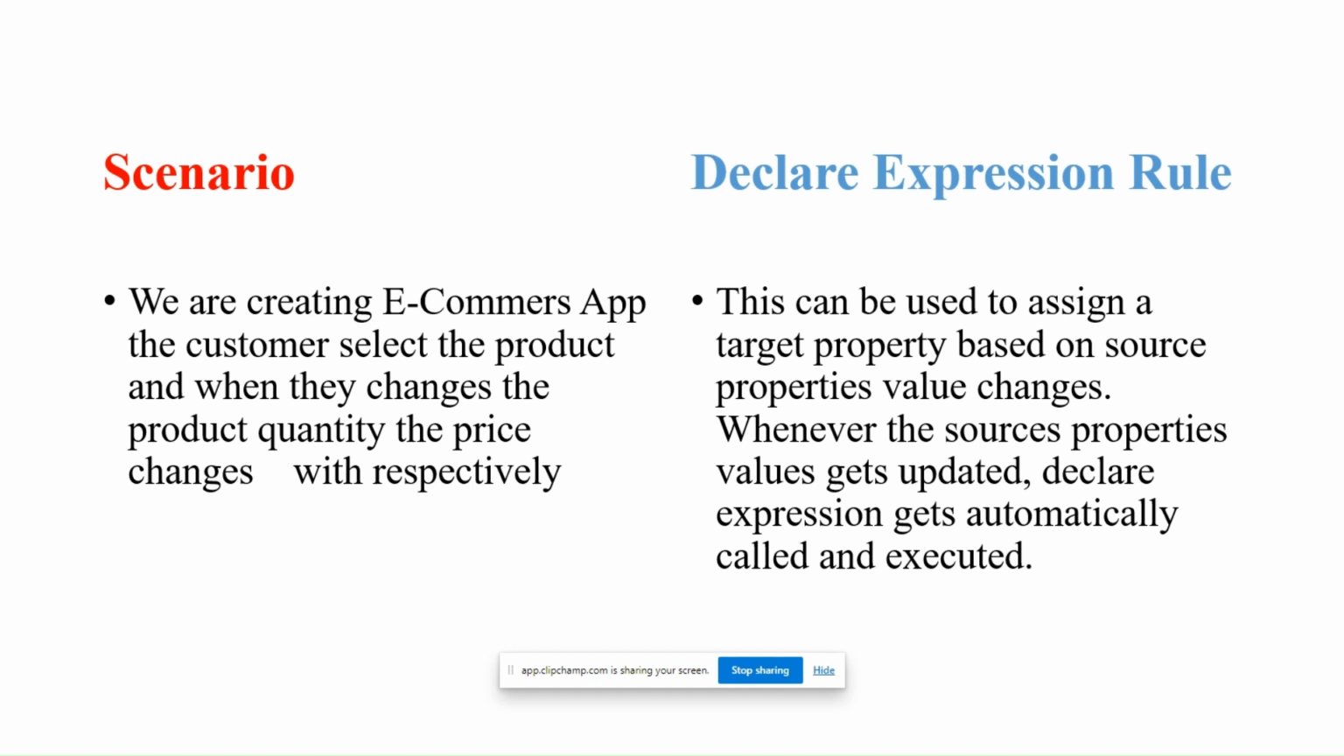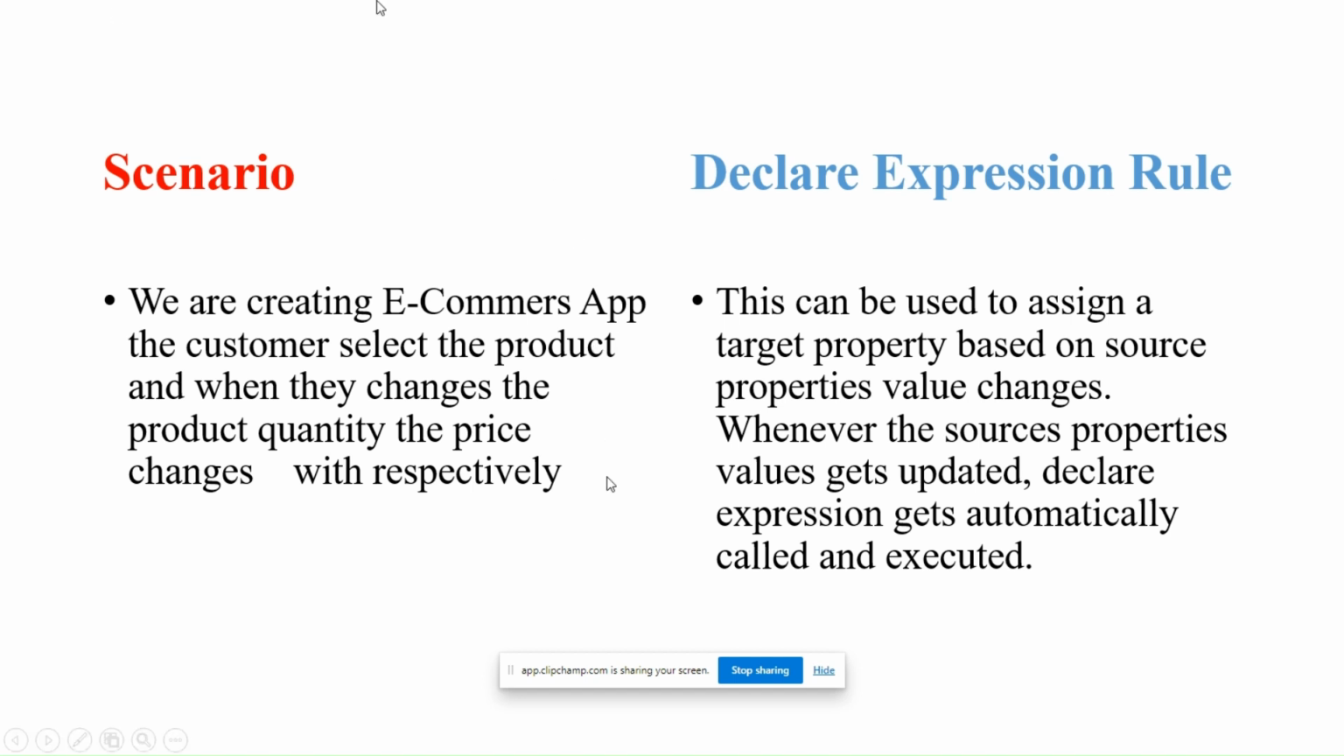There is an interview question: what is the difference between the data transform and the declare expression? Here is one point. In a data transform, we have to call the data transform particularly in a flow or an action area. But when it comes to the declare expression, we do not call it anywhere else, for example in the button action area or flow. It is automatically executed whenever the source property value changes.